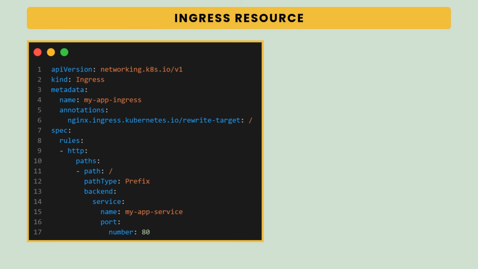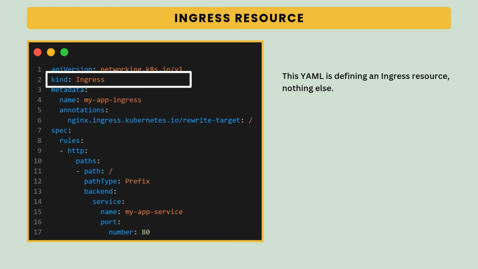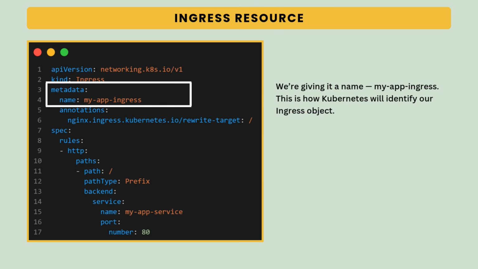So, this is our YAML. Let's understand it. We have this apiVersion, networking.k8s.io/v1, which simply tells Kubernetes which version of the API we are using for this ingress. And this is the standard one in all modern Kubernetes versions. Then we have this kind as Ingress, which means this YAML is defining an ingress resource and nothing else. Then we have this metadata, and under metadata, we are giving it a name like my-app-ingress. This is how Kubernetes will identify our ingress object.